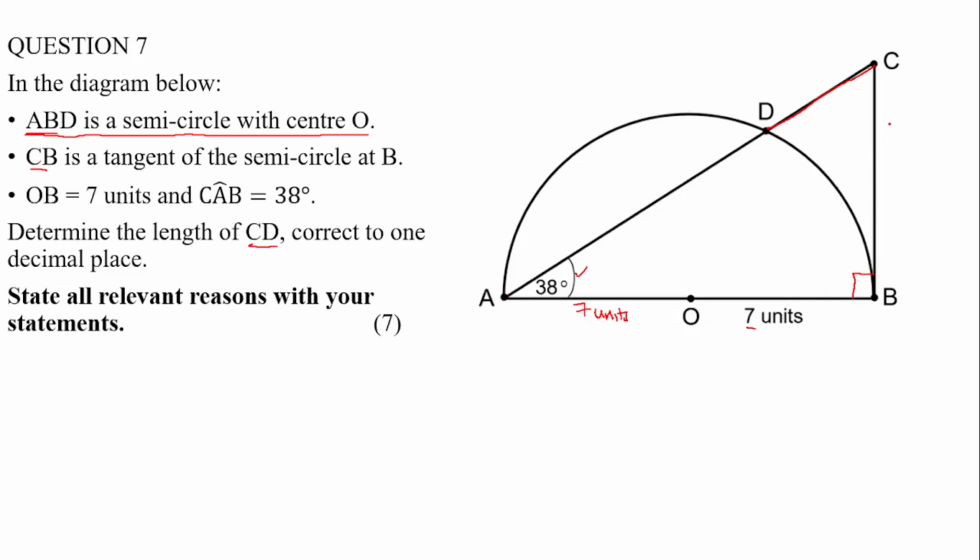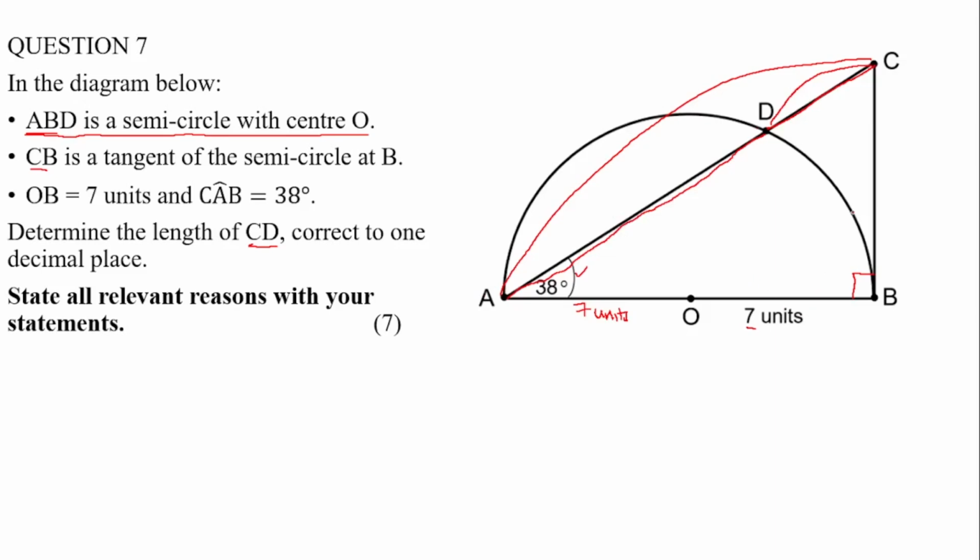But now, after finding CB or after finding AC, how then can we find CD? From the information that we have here, we can easily find, for example, AC, using the adjacent side and the hypotenuse. But then how do we find this? So somehow we may be required to find AD. Once we find AD, we can say AC minus AD, then we're going to get our DC or CD.